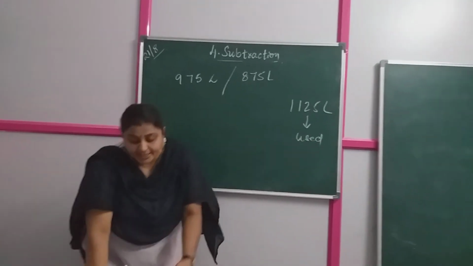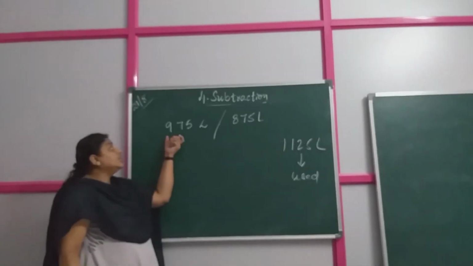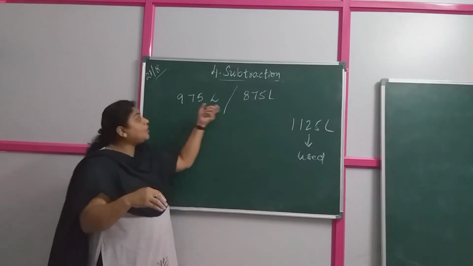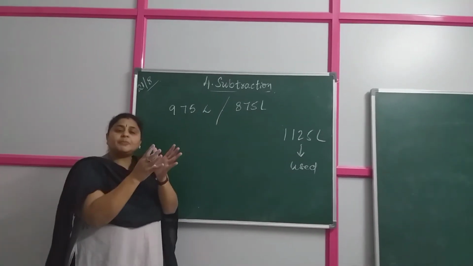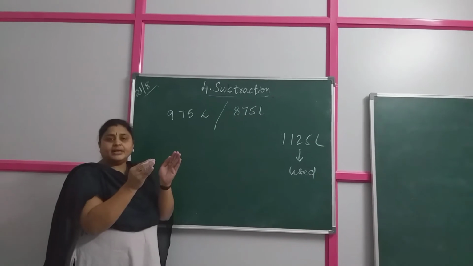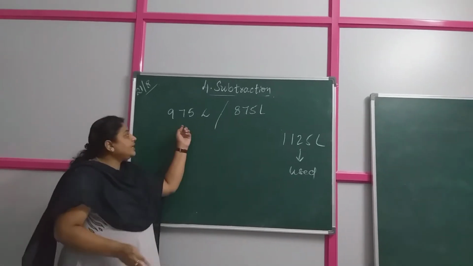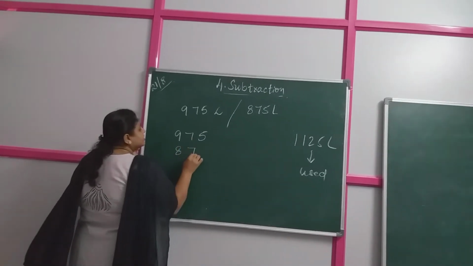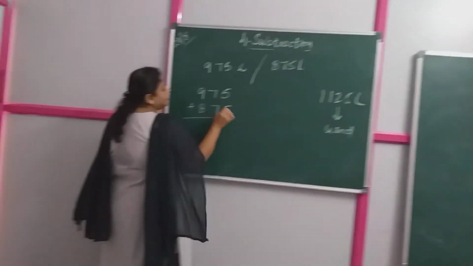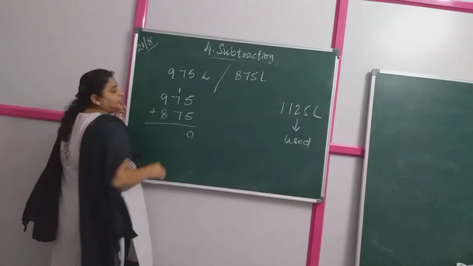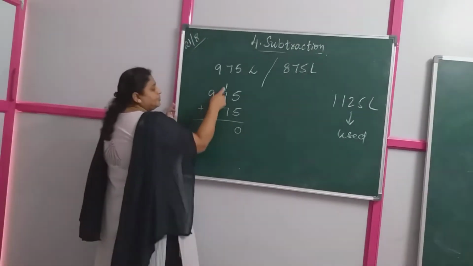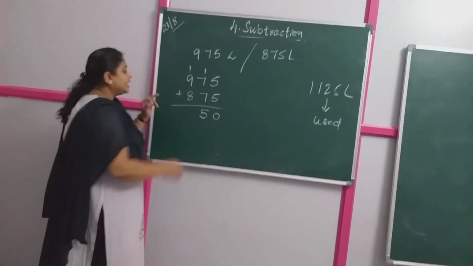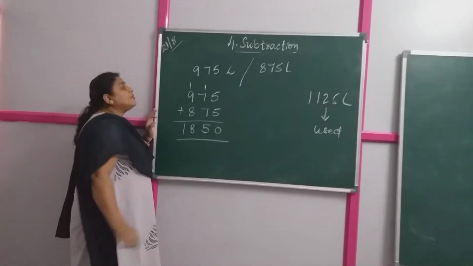Together we need to check it out. Now listen children, first he bought paint 2 times and he started painting. So when he bought 2 times, he clubbed those paints. He added those liters of paint. Am I right? Now let us add these two. 975 and 875. 5 plus 5, 10. Carry over 1. 7 plus 7, 14, plus 1, 15. Carry over 1. 1 plus 9, 10. 10 plus 8, 18. So total how much paint did he buy?